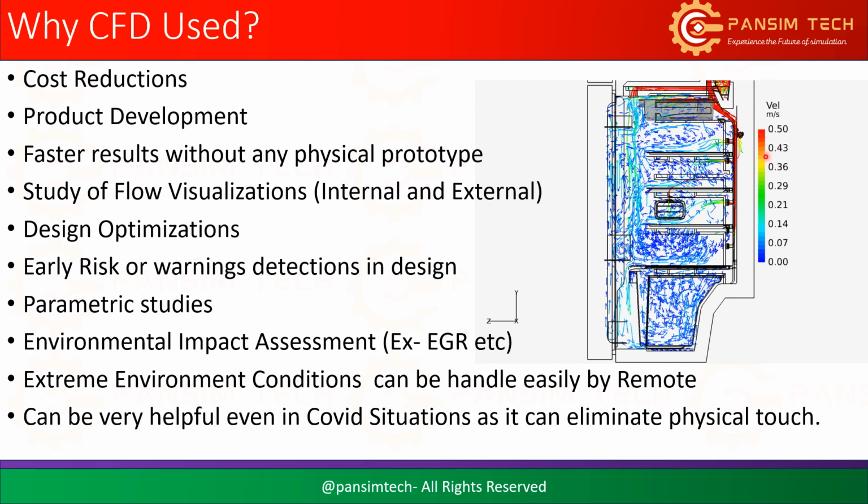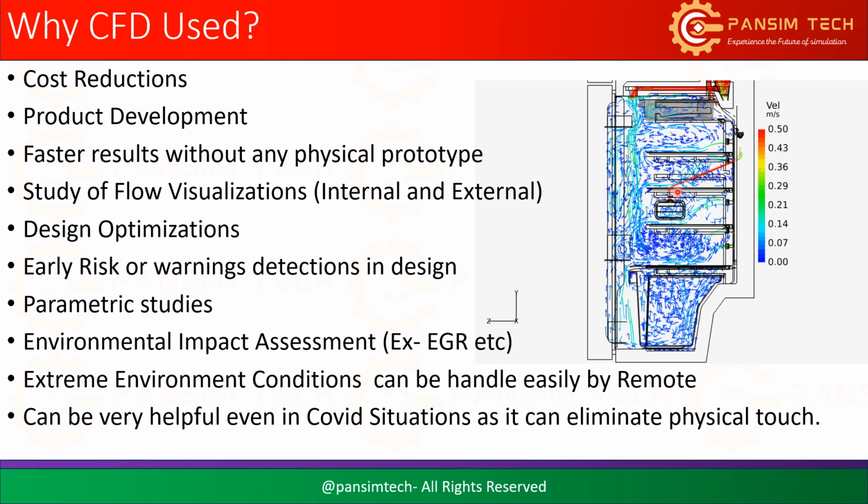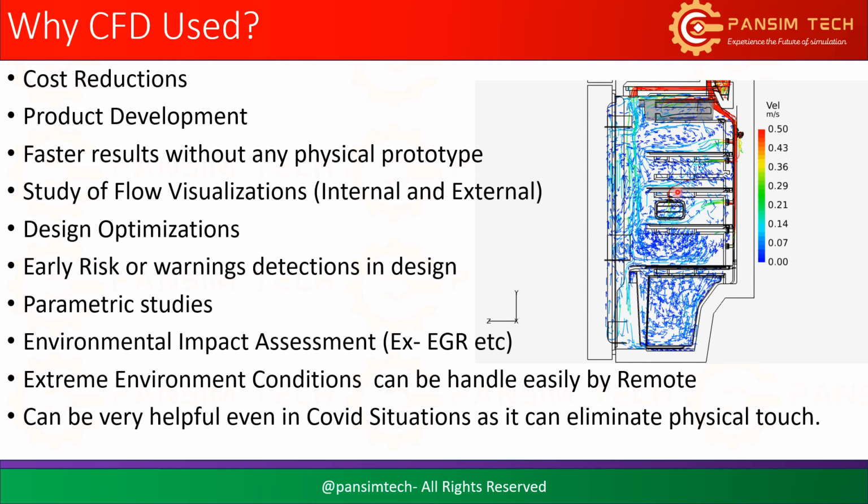Suppose you want to make various types of changes in the product. If we do it in terms of tests, you have to buy the product or order parts, and we have to assemble a physical product. Creating a physical product itself will take 6 months to 1 year. But virtually you can do CAD creation within 1 month, and we can make changes within weeks, and each week you can get some results. So that means we can get faster results without any physical prototype.